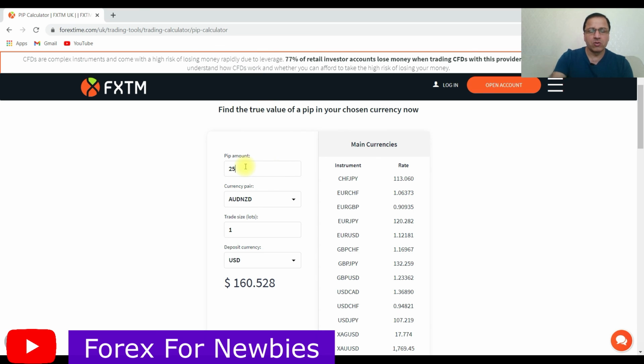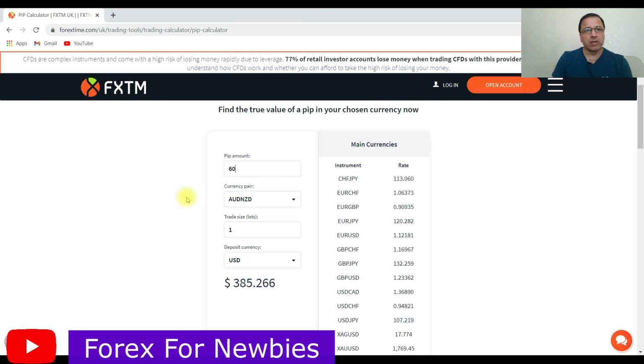and see, on 25 pips, on AUD NZD, Australian dollar against New Zealand dollar, on one standard lot, if your stop loss is 25 pips, you are going to lose $160. And if your TP is 60 pips, then you are going to make $385.